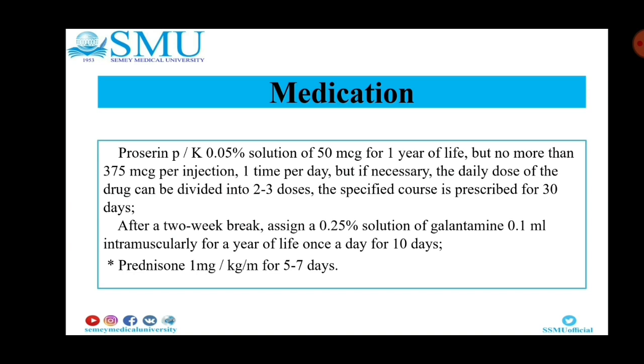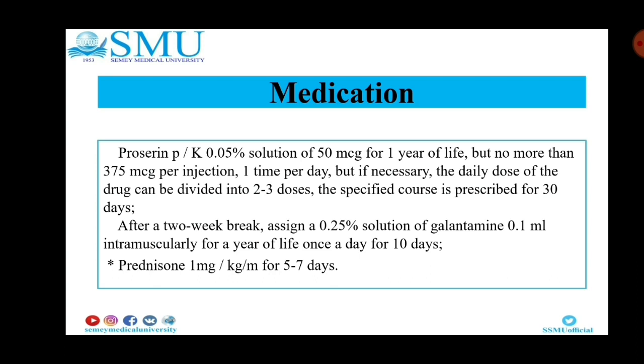Medication therapy: prozerin solution of 50 micrograms for 1 year of life, but no more than 375 micrograms per injection, 1 time per day. If necessary, the daily dose of the drug can be divided into 2-3 doses. The course is prescribed for 30 days. After a 2-week break, a 0.25% solution of galantamine, 0.1 milliliter intramuscularly for a year of life once a day for 10 days.